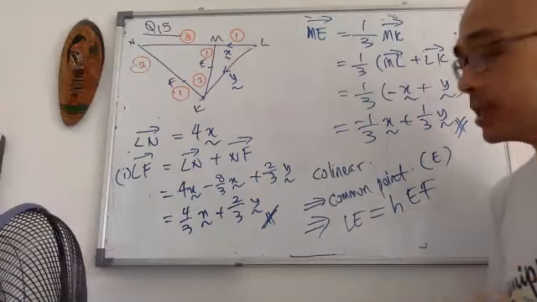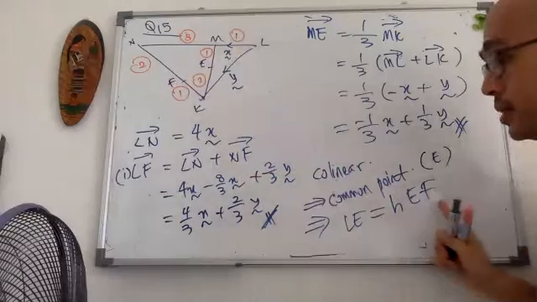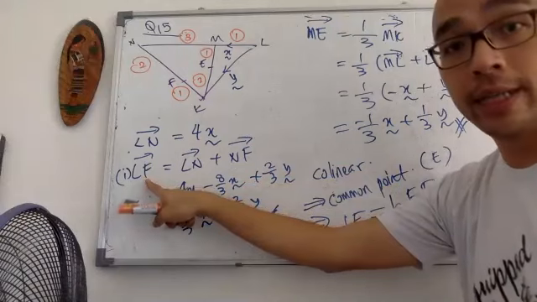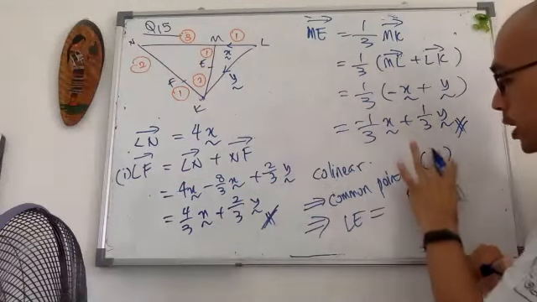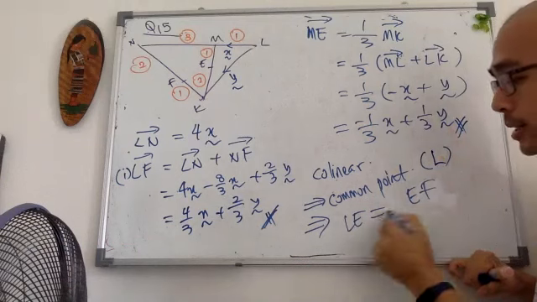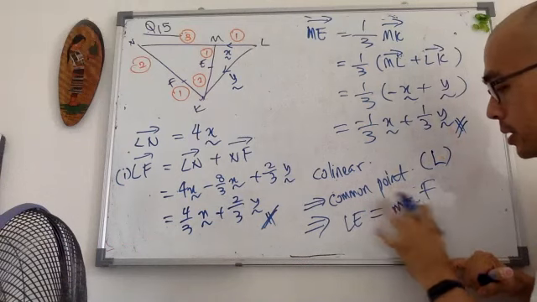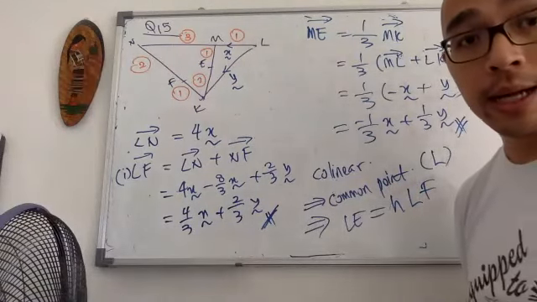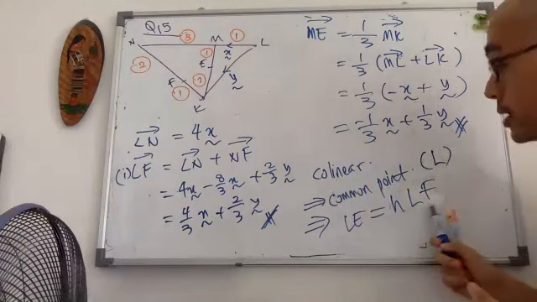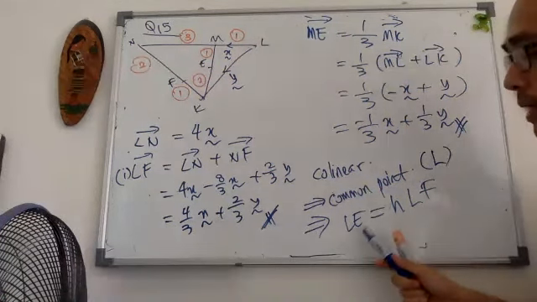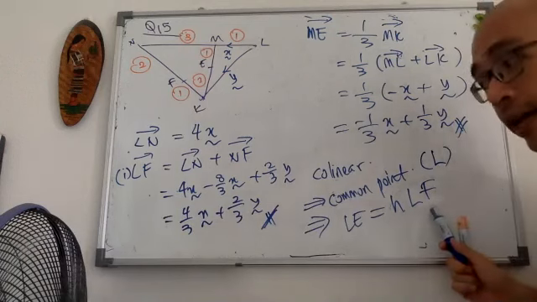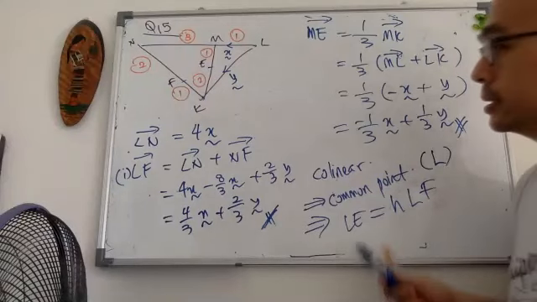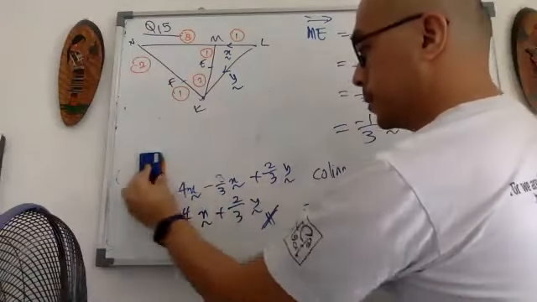But let's not use EF. Let's use LF. LF is so much easier because we've already found LF. So I'm going to change the common point to L. LE equals, sorry, not M, h times LF. My point now is to find this one. So let's find LE first. We already found LF, so I'm going to leave it as that. Okay, hold on.